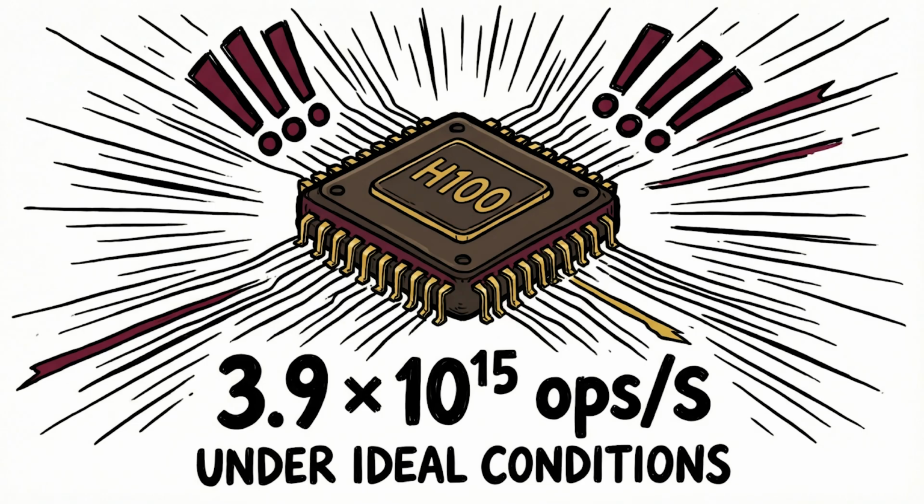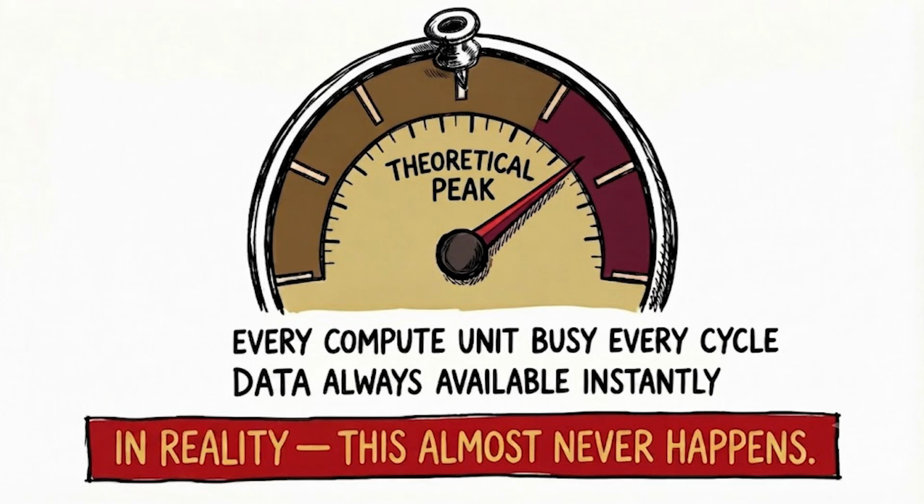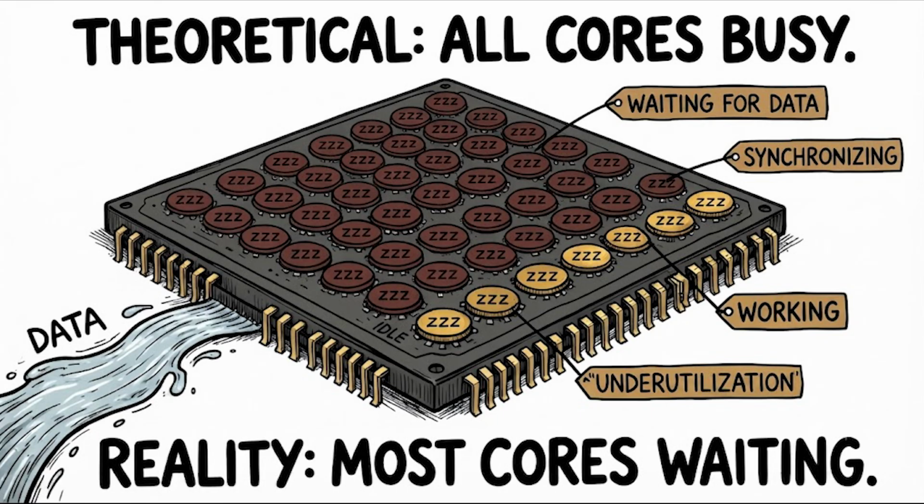The H100 is rated at 3.9 petaflops. It's saying that under ideal conditions, this chip can execute 3.9 times 10 to the power of 15 arithmetic operations every second. That's a remarkable number. There's one important catch. TFLOPS mirrors a GPU's theoretical peak performance. It assumes every compute unit is busy every clock cycle, and that data is always available exactly when it is needed. In reality, that almost never happens.